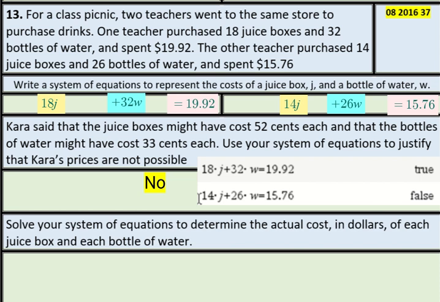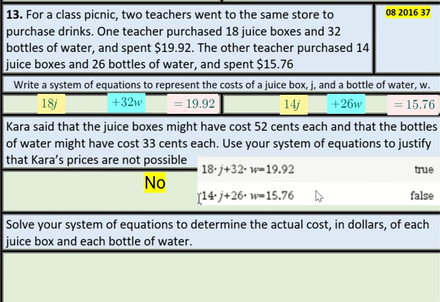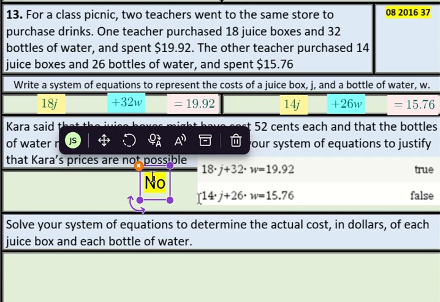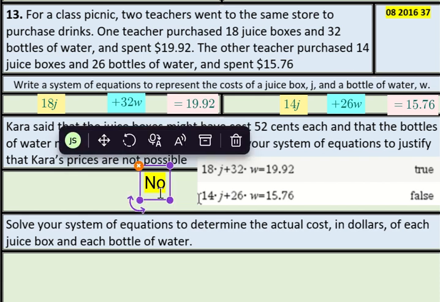So by recording exactly what we put in the calculator, we're saying that the first equation, these values are true, but the second equation, they're not. And that's why we say no. But notice, my justification gets me a point. That no gets me the second point. So right now, I've earned 4 points for this question.